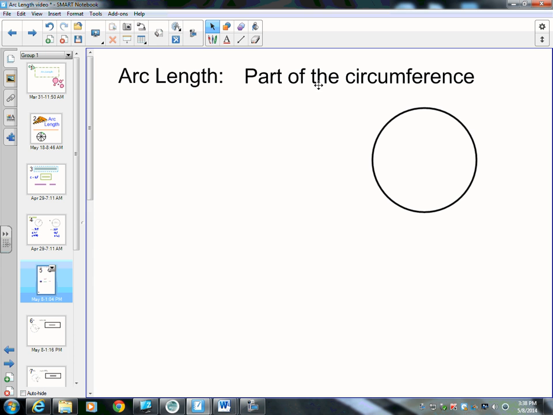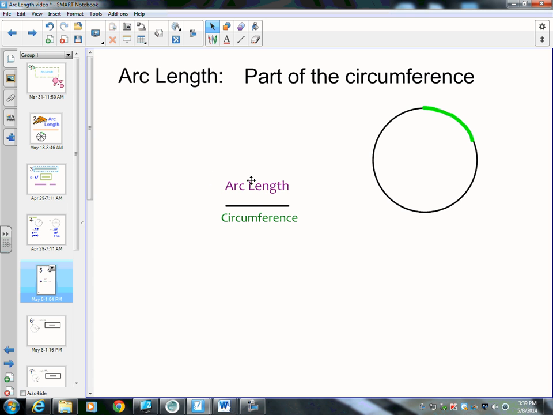Again, arc length is just part of the circumference, just a piece. So if we highlight this part right here, we just want to find how long this piece is. If we're thinking about this, well, if it's part of the whole circumference, it's going to be like a ratio. Okay, so we're going to say arc length, this part right here, the green part, out of the entire circumference. So this is our ratio. Part of the arc out of the entire circle, which we called circumference.